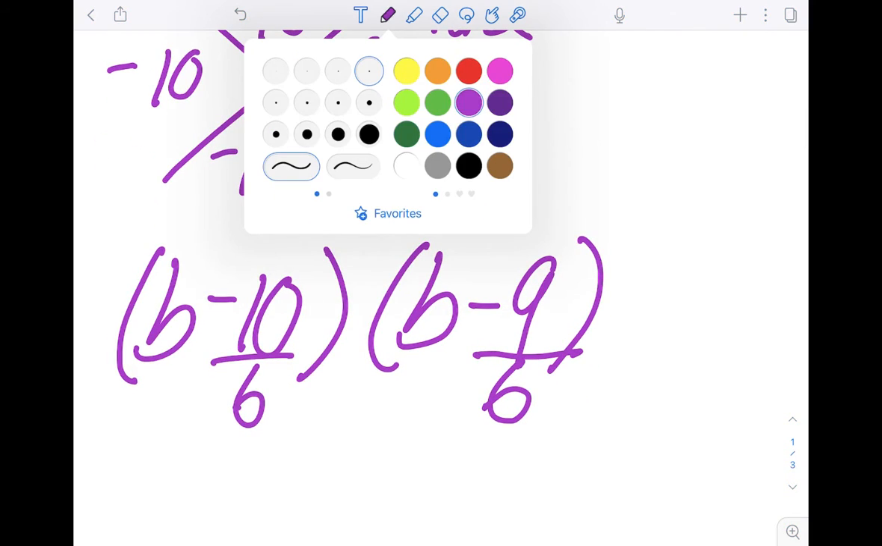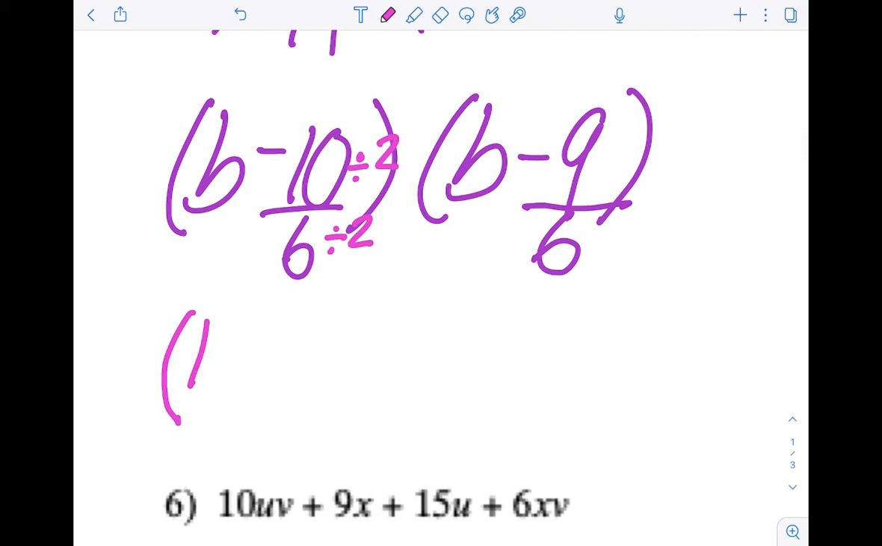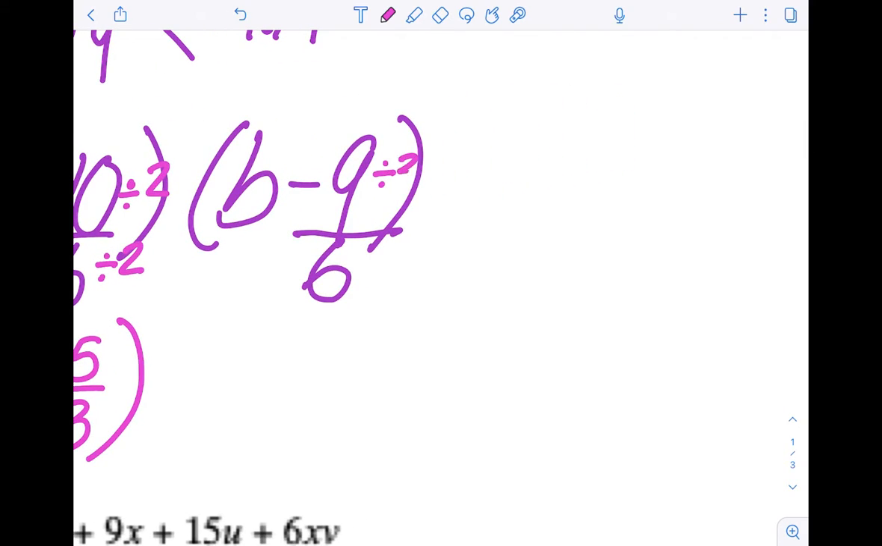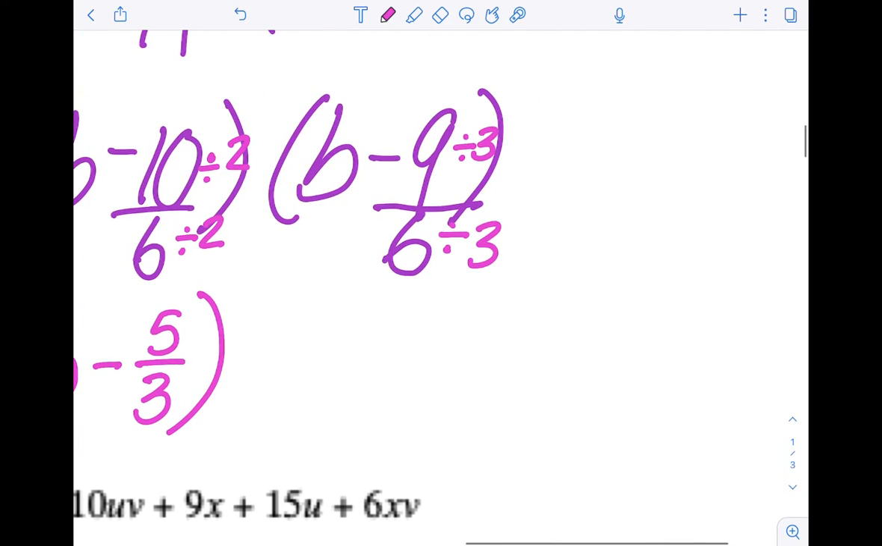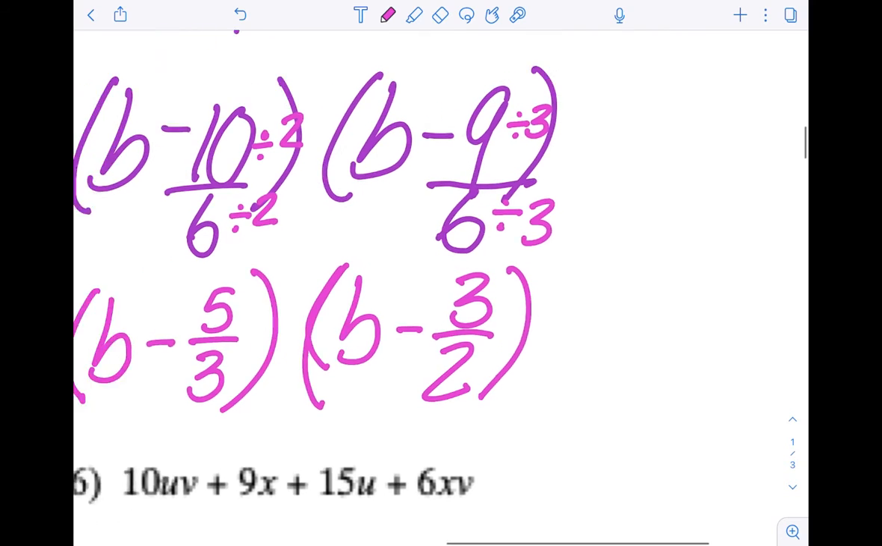But I noticed that I can reduce both of these. I can divide both of these by 2, just like that. And that gives me b minus 10 divided by 2 is 5. 6 divided by 2 is 3. Look at that. Okay? I also can divide both of these by 3. So that's going to give me b minus 9 divided by 3 is 3. 6 divided by 3 is 2. Okay? So I have this.